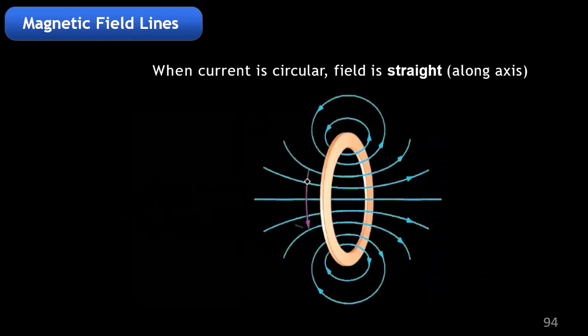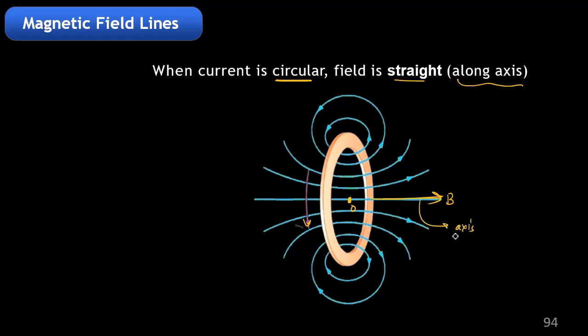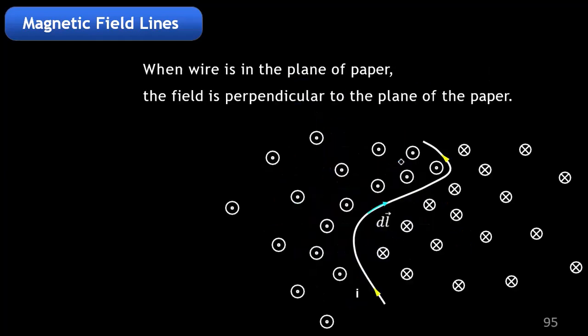When the current is circular, along a loop, the field line is straight only along the axis. If this is the direction of current and this is the direction of the magnetic field line, that direction holds only for the center, the line passing through the center, that means along the axis. I cannot say that all the field lines are straight. Only one single line is straight; all the other field lines will be curved.